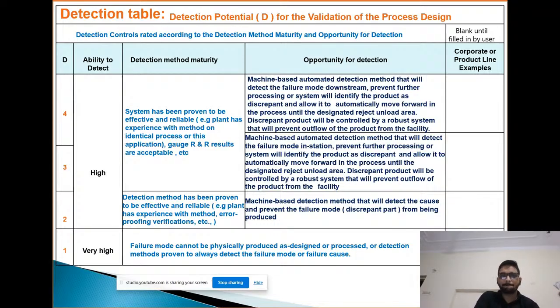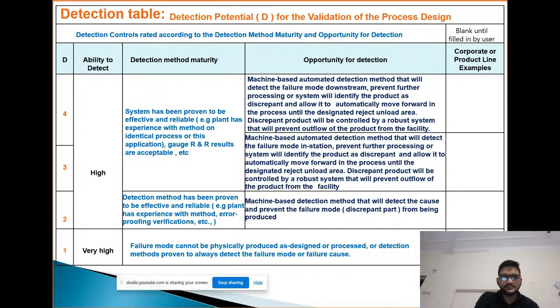And in case of rating 4, the opportunity for detection is a machine-based automatic detection method that will detect the failure mode downstream, prevent further processing, or the system will identify the product as discrepant and automatically move it forward in the process until the designated reject unload area. And discrepant product will be controlled by a robust system that will prevent outflow of the product from the facility. Machine-based automatic detection control that detects the failure mode.